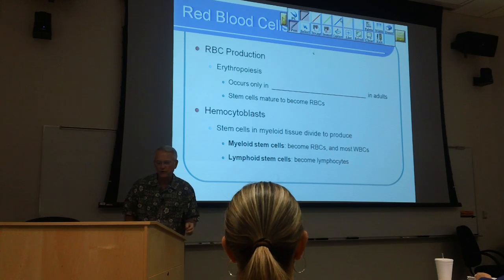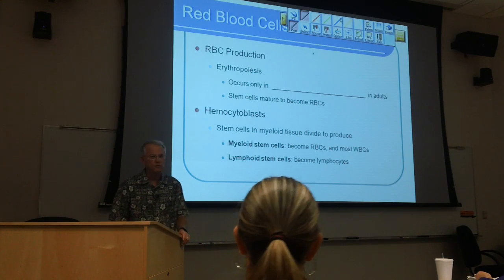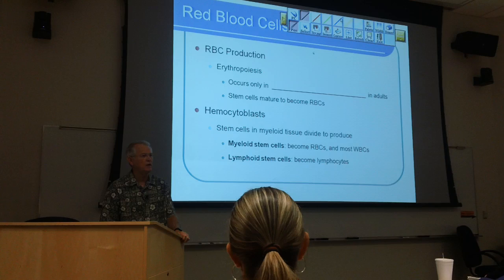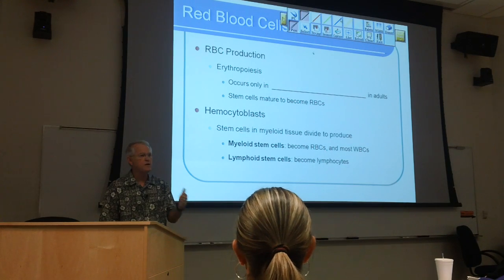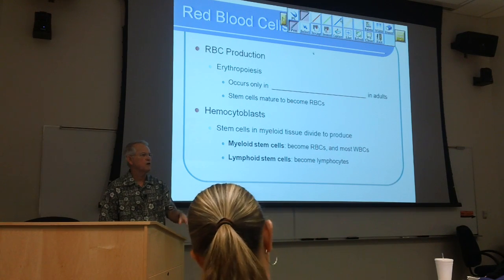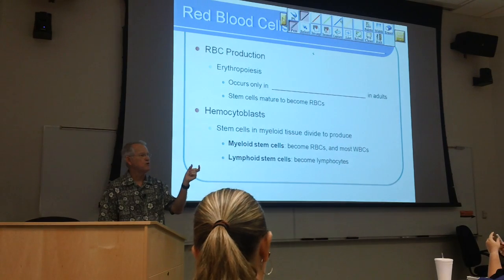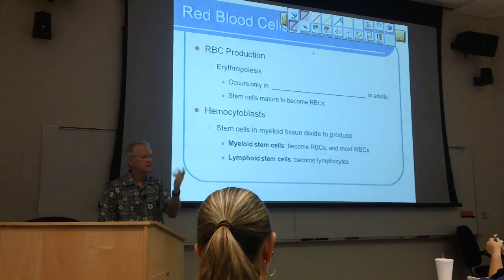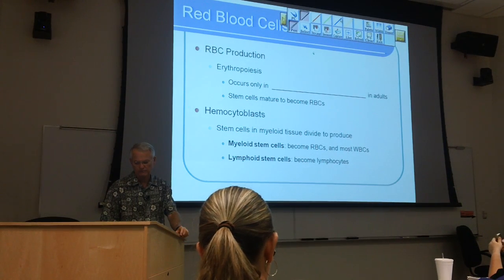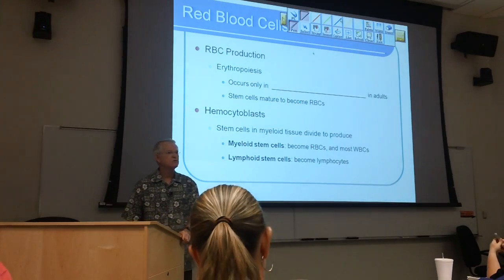Continuing on with RBC production, what we call erythropoiesis. We mentioned that last time. Really, for any particular formed element, all you need to do is put the first part of the word and poiesis behind it, and that's the developmental part of it. Where does erythropoiesis only occur?